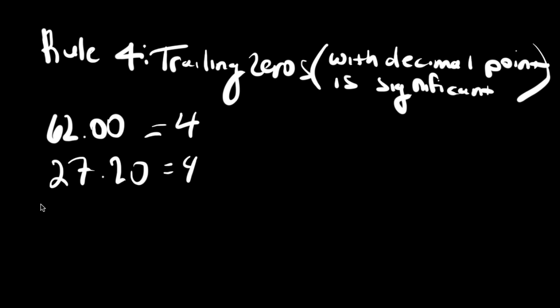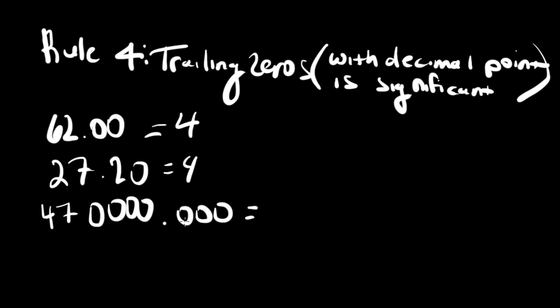Okay, now one last example. Let's say we have 47,000.000. How much would that be? So 1, 2, 3, 4, 5, 6, 7, 8, 9. Hold on, I think I miscounted. 1, 2, 3, 4, 5, 6, 7, 8. Yeah, 9. My bad. 9 significant figures, and that's it.